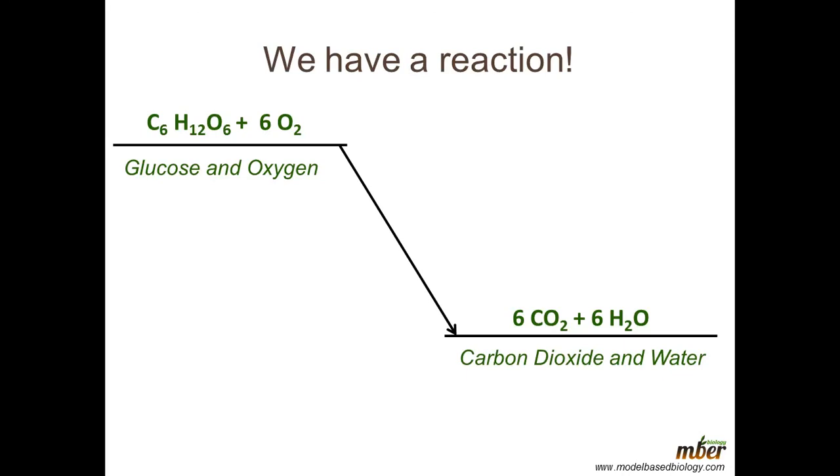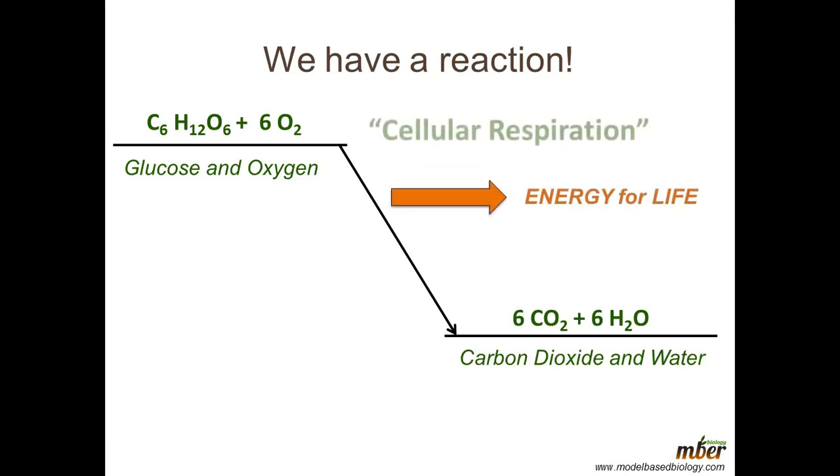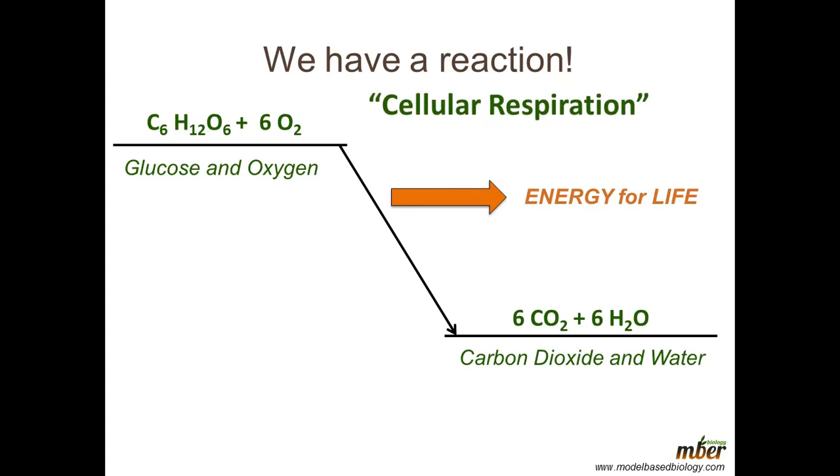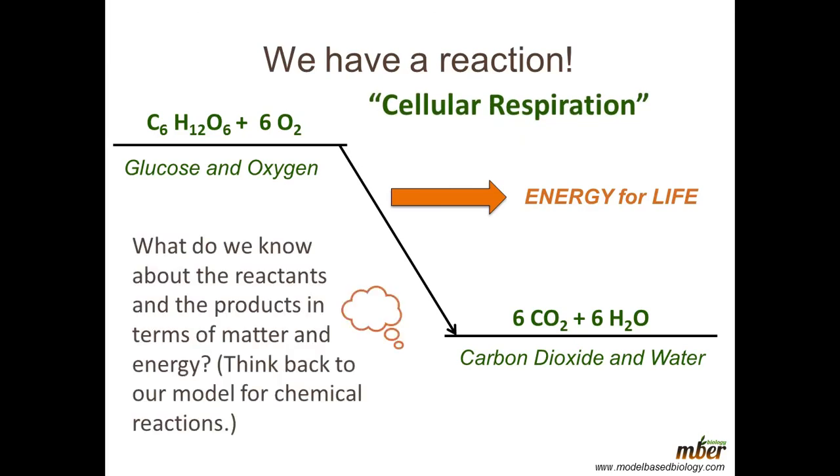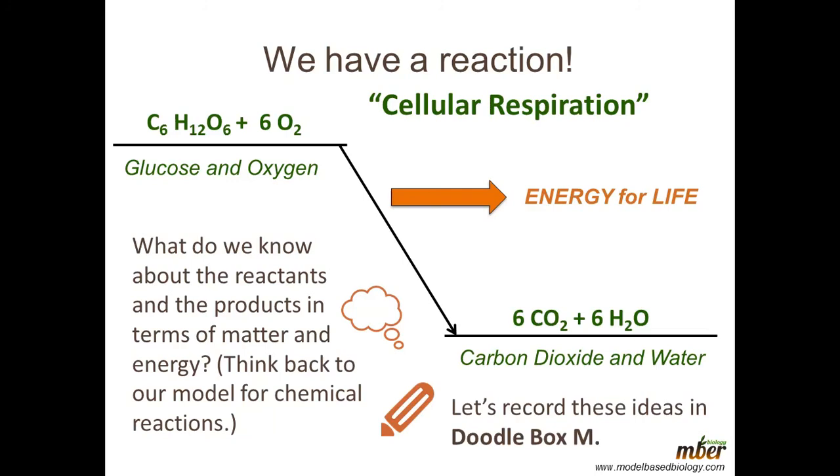Okay, this is what you got. We have a reaction. So here you've got your glucose and your oxygen, okay? And the energy comes off, and that becomes carbon dioxide and water. Okay, cellular respiration is what this is called. So what do we know about the reactants, which, by the way, is the title of this unit? What do we know about the reactants and the products in terms of matter and energy? Think back to our model for chemical reactions. Let's record these ideas in Doodle box M.